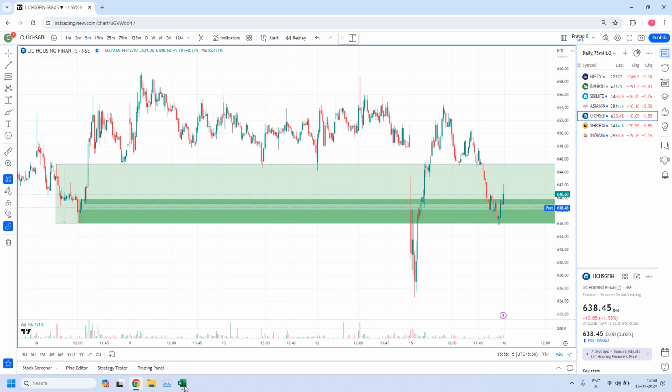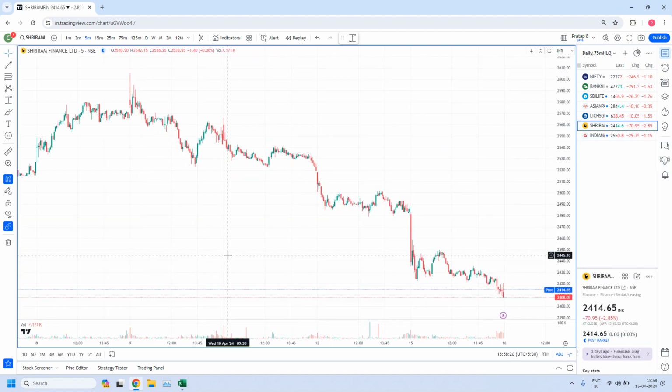And there is one more stopped out trade, that is Shriram Finance. This is also a 75-minute zone.